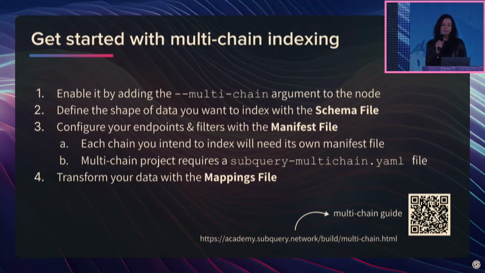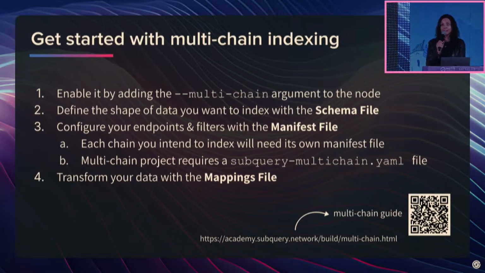For multi-chain setup, you will need to enable it. You can do it either through the command line or in the project itself. And then for each chain, you would need to have a different manifest file. And the rest should be the same as for single chain indexing. But don't worry, we made it simple for developers to get a different manifest file for every chain, so you can do it with one command through our SubQuery CLI. And for more information around how it works, check this guide, which is here. You can access it through the QR code here.